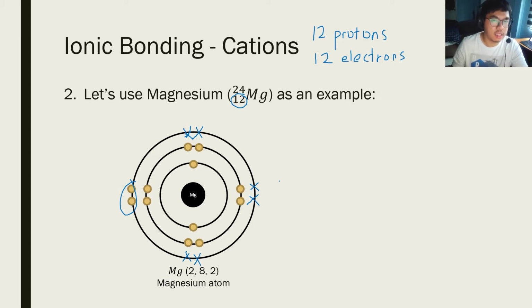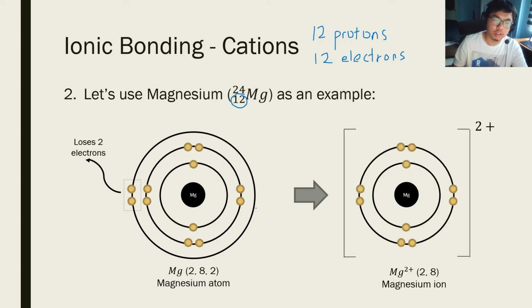How does it do that? By losing the two electrons. The two electrons at the very end, it throws them away. Then what happens? It becomes like this. So the third shell is now gone. You are only left with the first two shells, shell number 1 and number 2. First shell is full, second shell is also full, and it's now an ion. For magnesium, it is 2 plus.